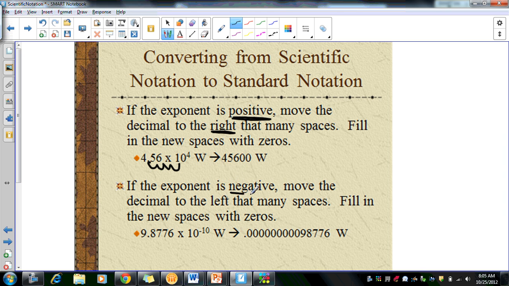If the exponent is negative, then you move it to the left to make it a smaller number. So here's our implied decimal spot. We need to move it 10 places to the left. So 1, 2, 3, 4, 5, 6, 7, 8, 9, 10. And all of those blank spots become zeros.